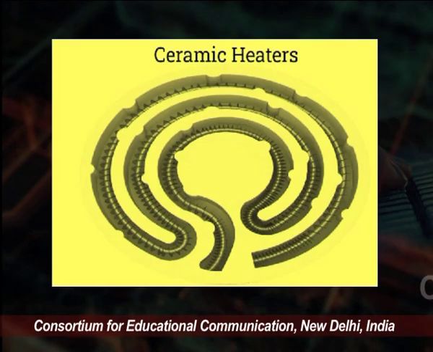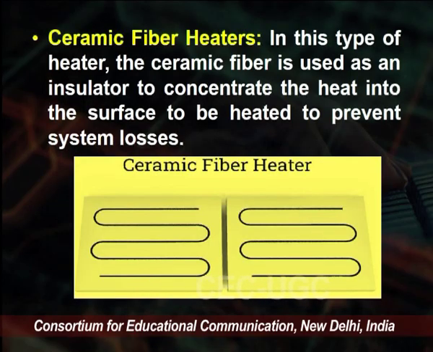You see on the screen that this is one type of ceramic heater, and you see this is one type of coil arrangement on the ceramic masking. So it is that type of coil. Another type is the ceramic fiber heater. You see on the screen that this is the fiber heater, and in this type of heater, the ceramic fiber is used as an insulator to concentrate the heat onto the surface to be heated, to prevent system losses. So it is designed in such a manner.